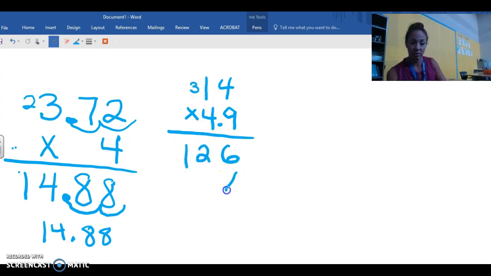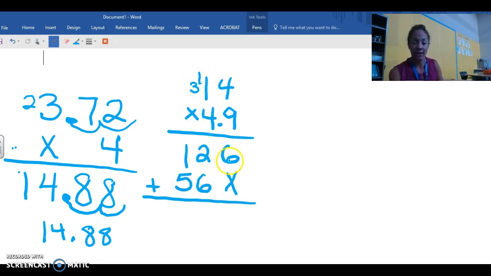And we need to put that little X or 0 in there as a space saver. And we know we'll add those. 4 times 4 is 16. Carry the 1. 4 times 1 is 4, plus 1 more is 5. So there we go. All right, now we need to add these two numbers together. 6 plus 0 is 6. 2 plus 6 is 8. 1 plus 5 is 6.